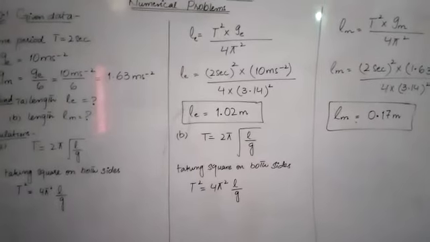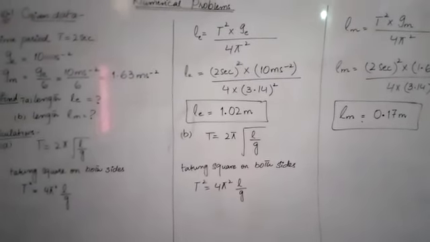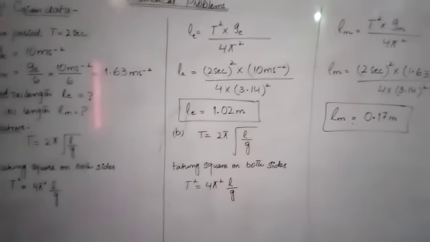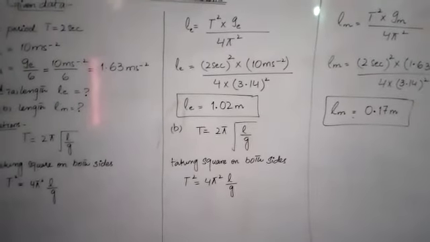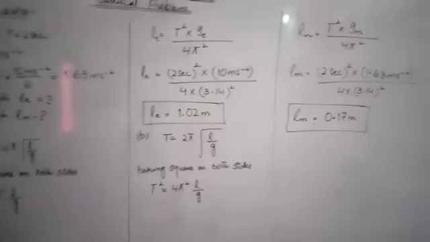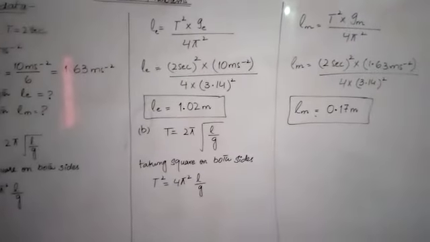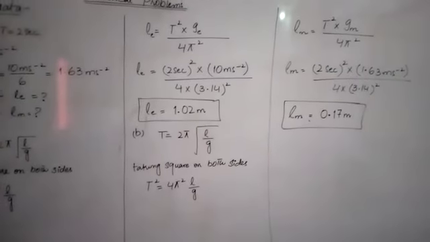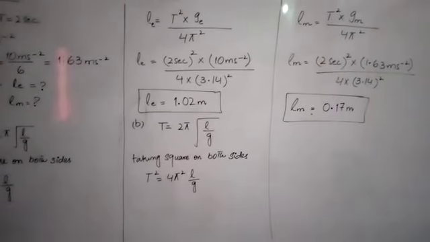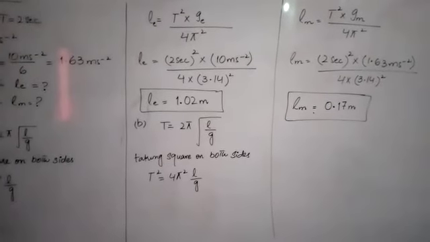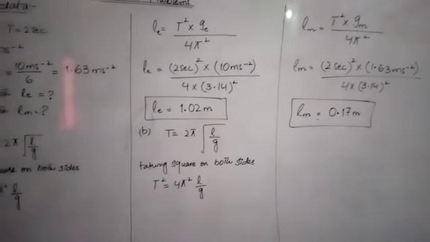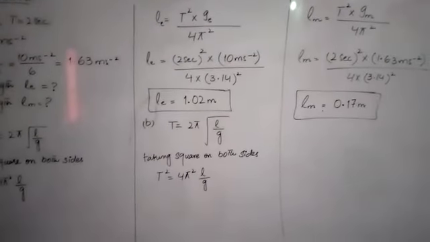We use the same formula for calculating the length on moon, but we have to change the value of gravitational acceleration on moon. T is equal to 2 pi under root L over g. Taking square on both sides. By rearranging the values, time period is 2 seconds and the gravitational acceleration on moon is 1.63 meter per second square, divided by 4 into 3.14 square. We get the result 0.17 meter, that is the length of pendulum on moon.